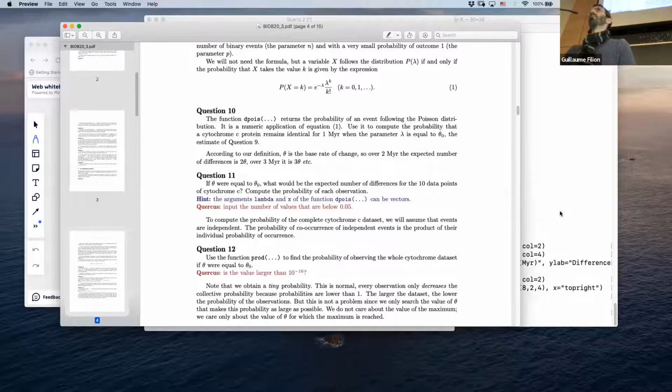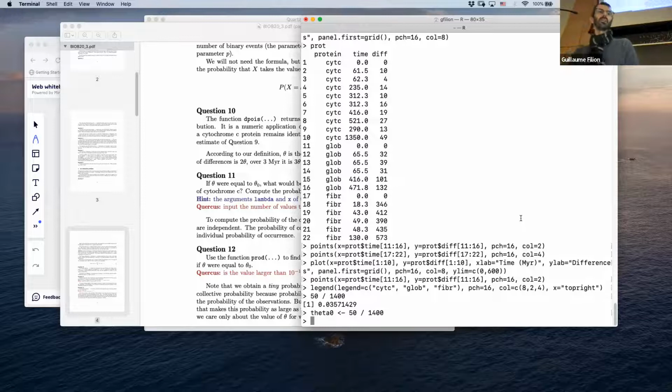Wow, okay, what does it mean? What does it mean to say that the protein doesn't change for 1 million years? How many mutations does that make? 0, exactly. So the idea is if the protein has not changed, if it hasn't evolved, then it has obtained 0 mutations in 1 million years. So here we go, dpois. We could look at the help page. Maybe we're going to do that.